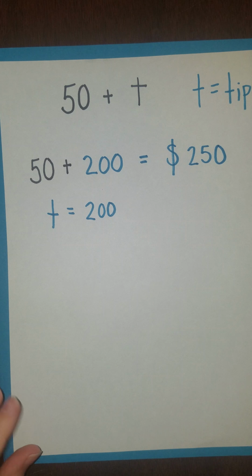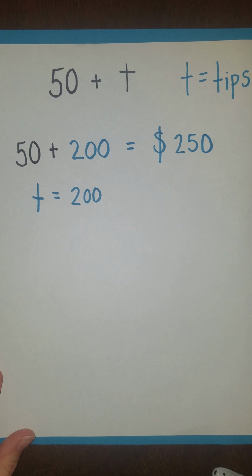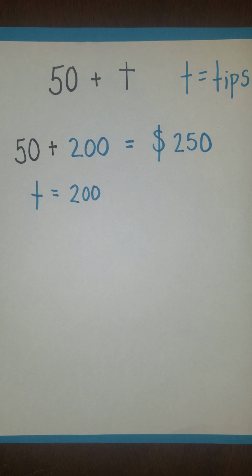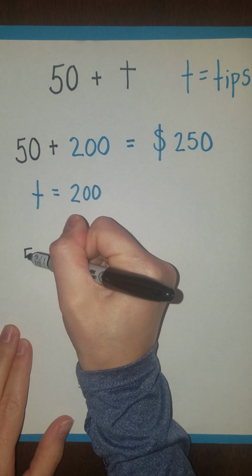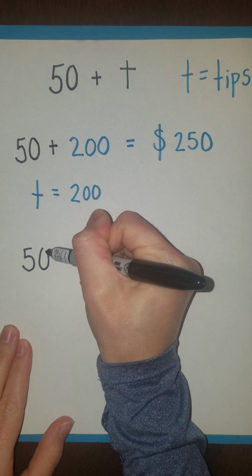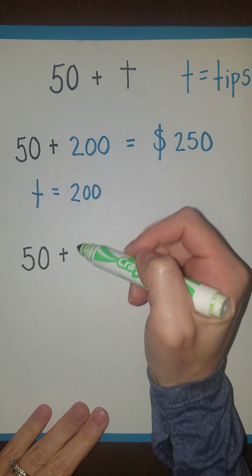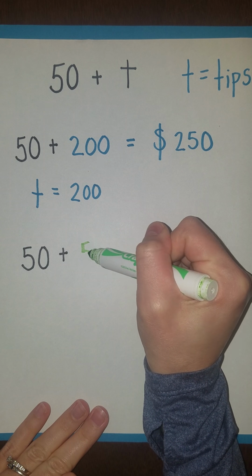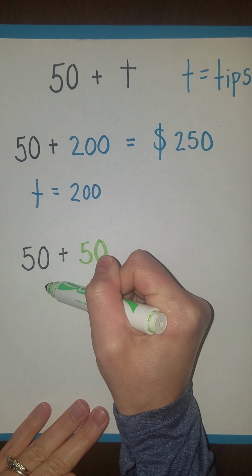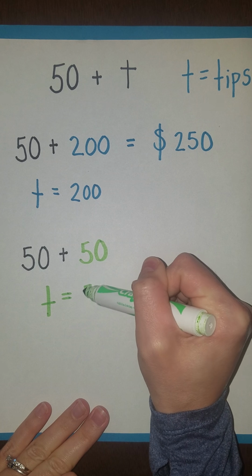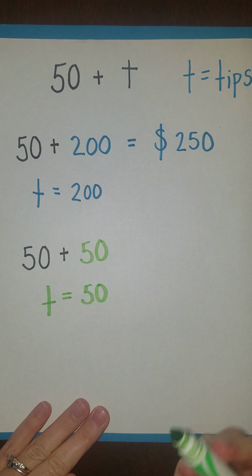Now, if I was working a random Wednesday afternoon for lunch, let's say I worked 5 hours on a Wednesday afternoon. It's not very busy on Wednesday afternoons. So maybe on that Wednesday afternoon, I only earned $50 in tips. So my tips for that Wednesday afternoon were only $50.